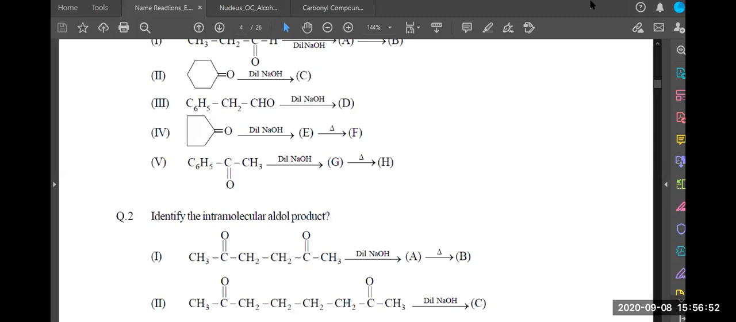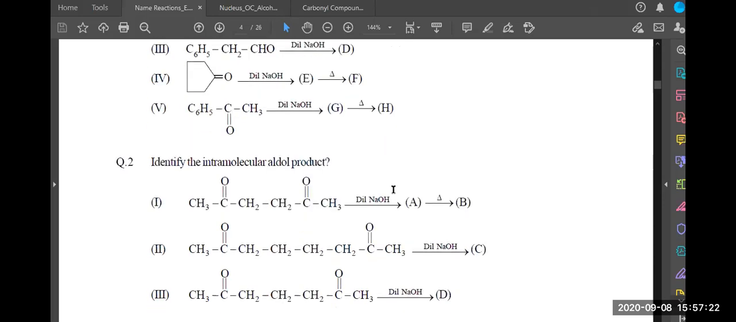Now, we have intramolecular aldol condensation. In intramolecular aldol condensation, we have two aldehydes or two ketones in the same molecule, and there is a formation of a ring. The mechanism will be the same; there will be no difference in mechanism. So when we talk about question number 2, I hope all of you can write the product.